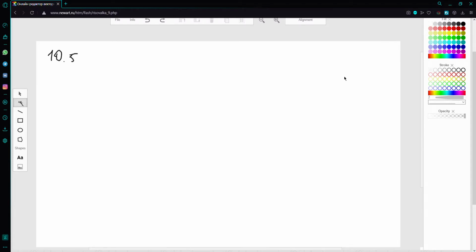Hello everyone. Today we are going to talk about chapter 10.5. This chapter is about absolute convergence and the root and ratio tests.